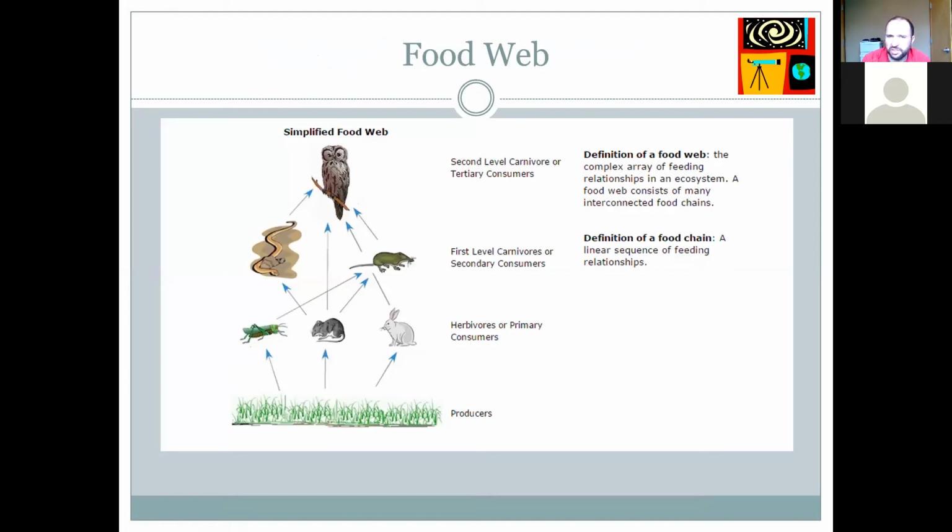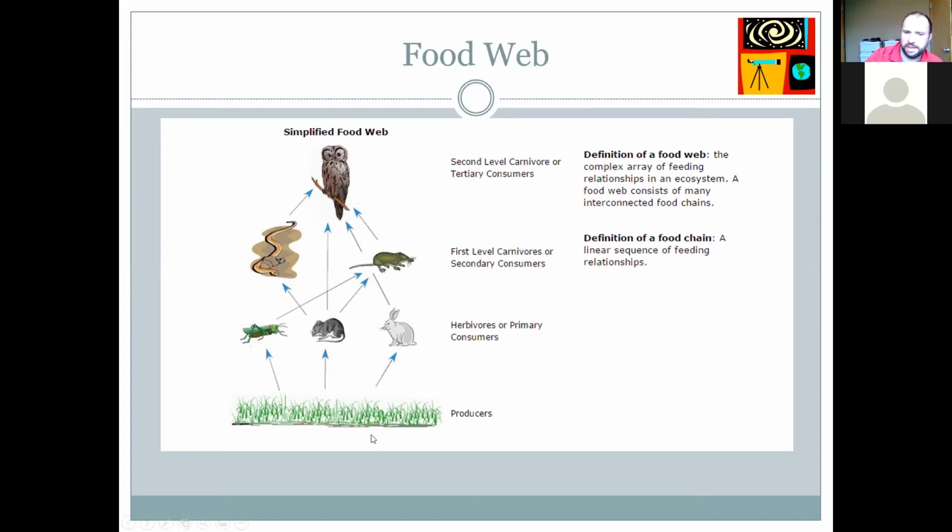But notice that the food web consists of many interconnected food chains. So a food web is a more realistic look at how energy is flowing through an ecosystem. Again, still simplified. You can make a food web as complex as you want it to, but just on a basic level, a food web shows a more complicated relationship in terms of energy in an ecosystem by showing you all of these different food chains combined onto one visual.